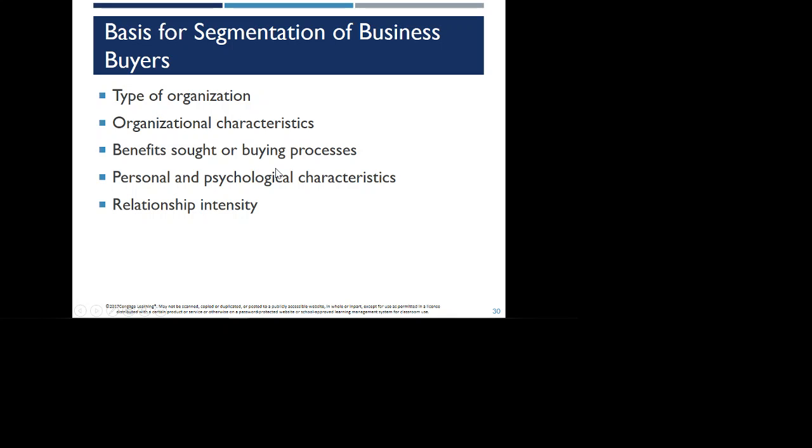Business market segmentation. You've got some other layers here. You can segment by type of organization, organization size, organization location, buying process. How do they buy? Do they have a buying center or not? Could be relationship intensity. Some firms you're going to have a very close relationship. Others may be more hands-off. So those could be different segments.